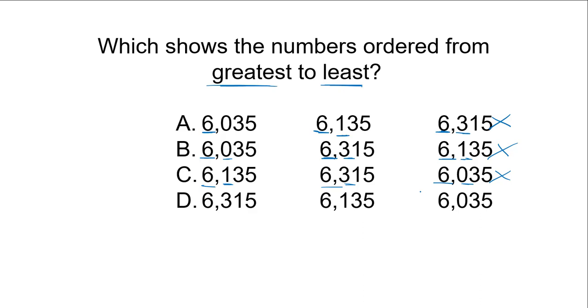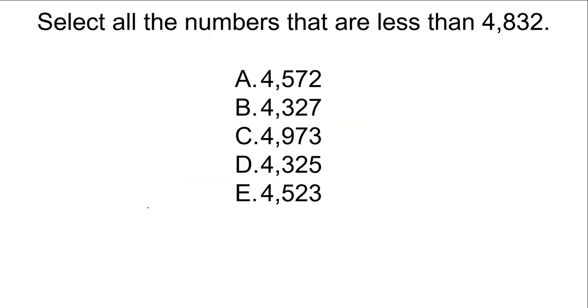Then I go to D. D has to be the correct answer. We got 6 again in the thousands place for each, but then we look at the 3 in the hundreds place, and then a 1 in the hundreds place, and then a 0. Yes, finally we found our answer. This is greater: 6,315 is greater than 6,135. And then 6,135 is greater than 6,035 by itself. So I found my answer. It is D. Let's move on.